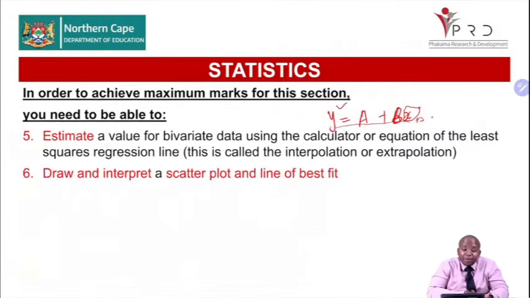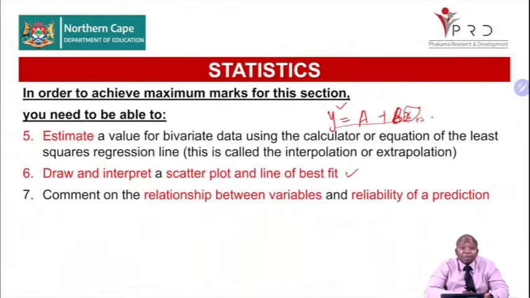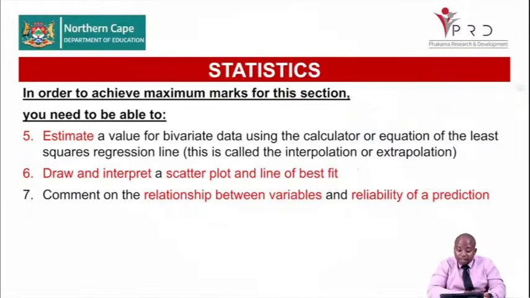Number 6, you must be able to draw and interpret a scatter plot with its line of best fit. Number 7, you must be able to comment on the relationship between variables and the reliability of a prediction. In this instance, we are mostly focusing on the value of r, the correlation coefficient, and we are going to use it to comment on the reliability of a prediction that we get from this working out.